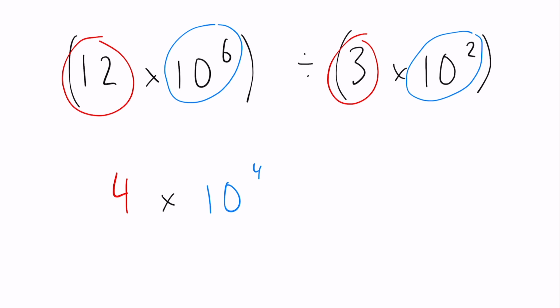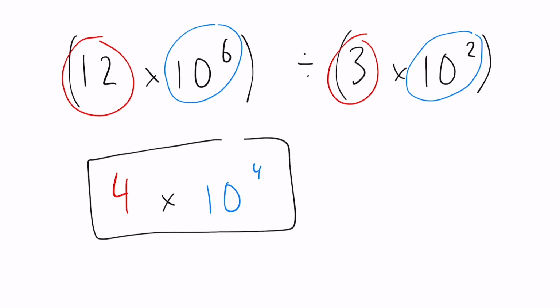Now we can quickly do a check that our front number is in the suitable range between 1 and 10, and we can see it is. So this is our final answer, 4 times 10 to the 4.